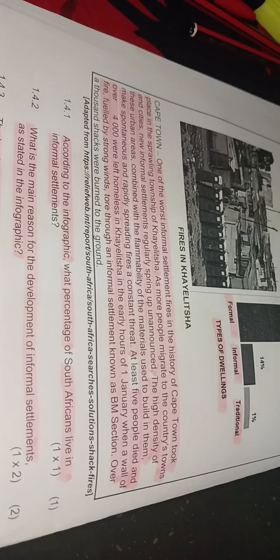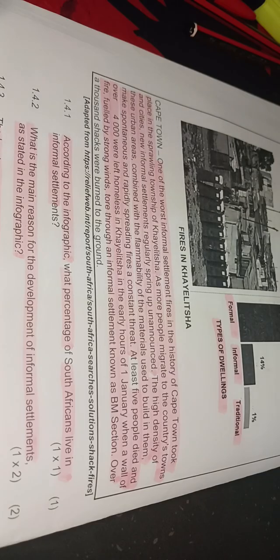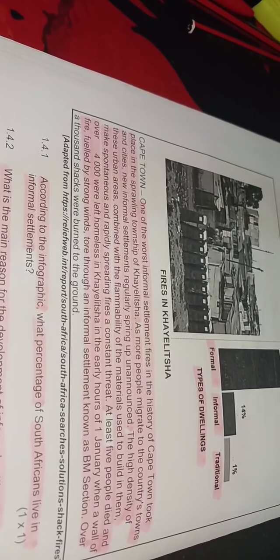One of the worst informal settlement fires in the history of Cape Town took place in the sprawling township of Khayelitsha. As more people migrate to the country's towns and cities, new informal settlements regularly spring up unannounced. The high density of these urban areas combined with the flammability of materials used to build in them makes spontaneous and rapidly spreading fires a constant threat. At least 5 people died and over 4,000 were left homeless in Khayelitsha in the early hours of 1 January when a wall of fire fueled by strong winds tore through an informal settlement known as BM Section. Over 1,000 shacks were burned to the ground.